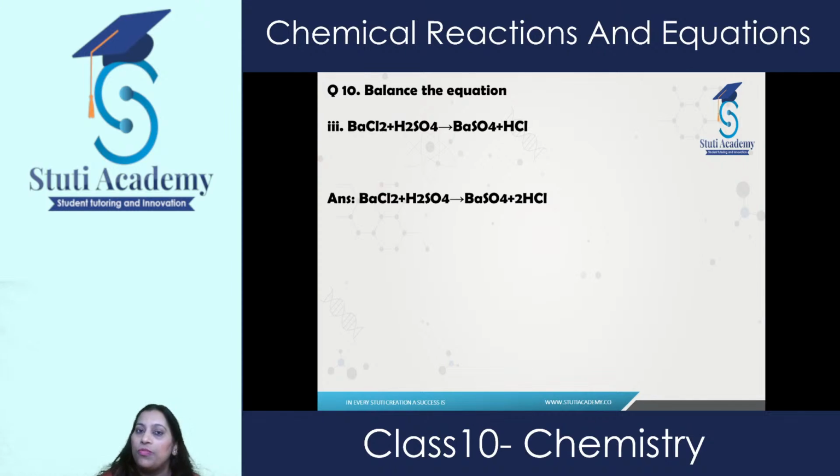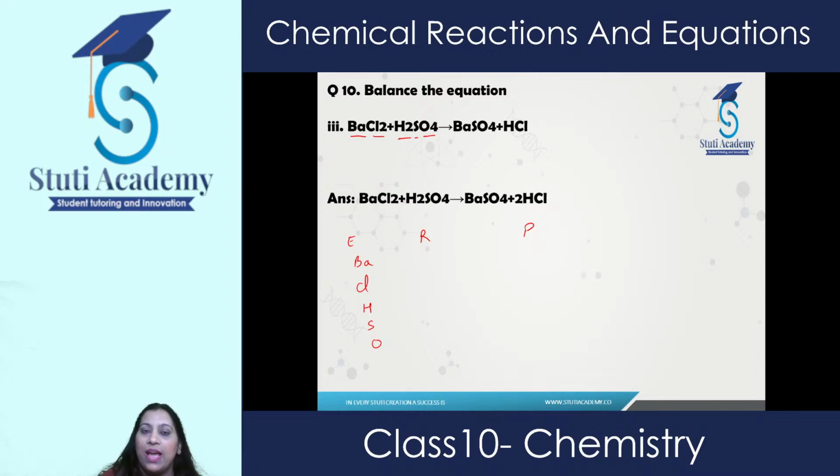Now let's see how to balance this. According to the hit and trial method, look at the elements which are present in this equation. Here we have barium, chlorine, hydrogen, sulfur and oxygen. So I am writing here reactants and products and the names of the elements like this. First I'll write barium, then chlorine, then hydrogen, then sulfur and finally oxygen. Now just count the number of these elements on both sides.